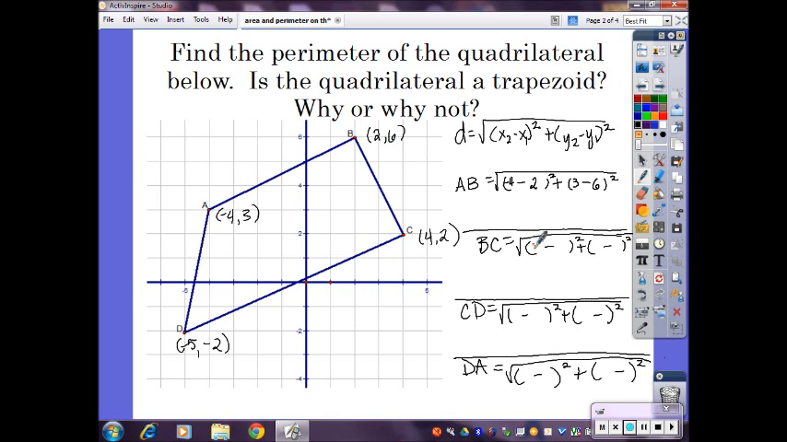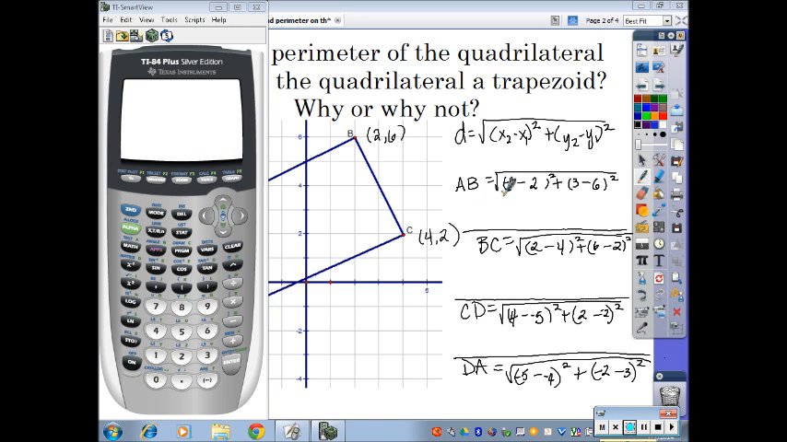So B is 2, 6. C is 4, 2. D is -5, -2. And then A is -4, 3. Oops, I did that wrong. Got a little ahead of myself. -5, -2. And then A is -4, 3. Okay, and then the next thing I do is I use my calculator to calculate what these are.